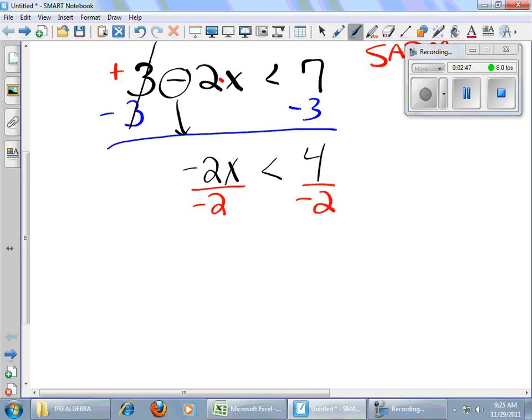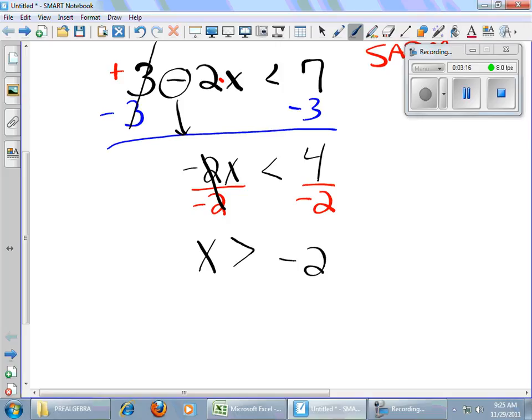Danger, Will Robinson. Whenever you divide or multiply by a negative, the symbol must flip. When you divide or multiply by a negative, the symbol must flip.